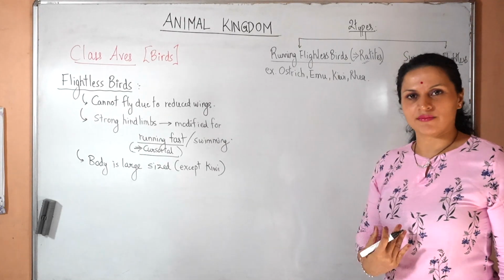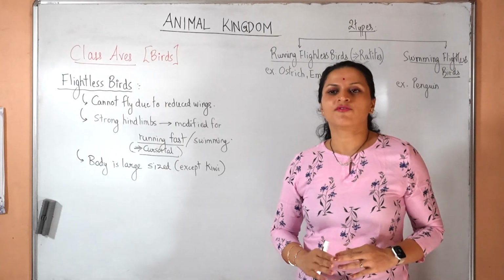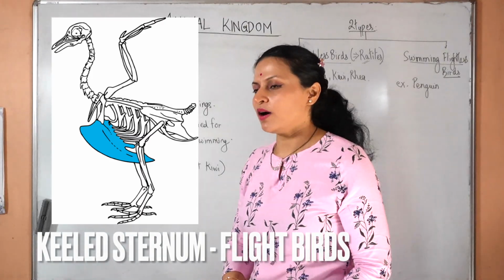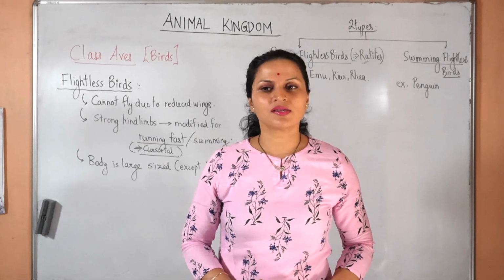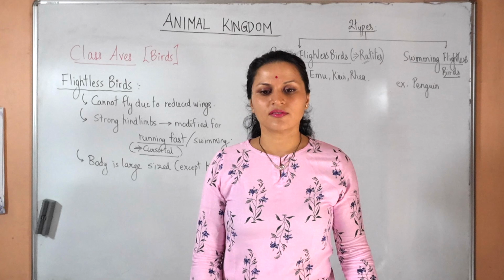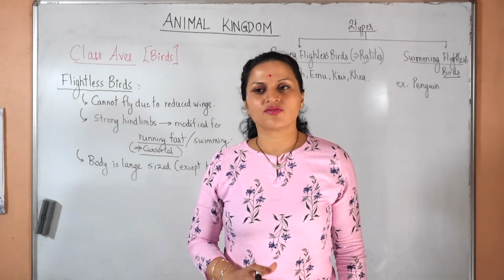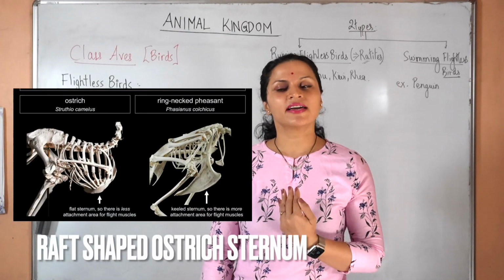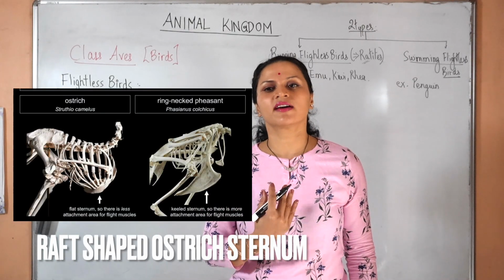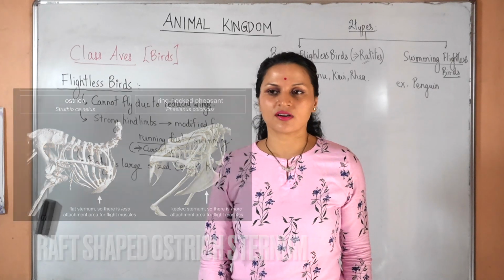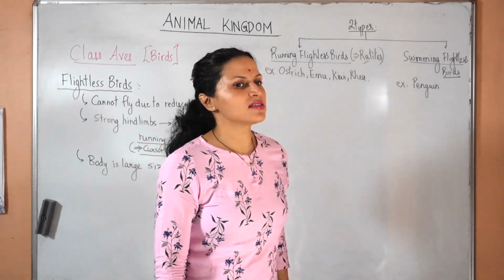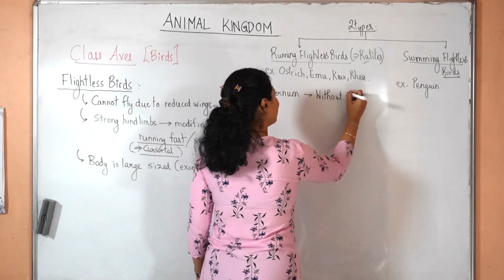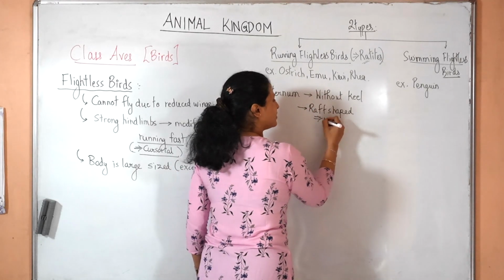So, sternum. The flight birds have a keeled sternum for attachment of the flight muscles, isn't it? Which enable them to have a powerful flight. But in case of the flightless birds, since they do not have a need for powerful flight muscles to be attached to a keel, their sternum is more flat, like a raft. Ratite means like a raft shape, okay, and their sternum is like a raft without the keel. That's why they are called ratites. Sternum without keel. It is raft shape. Raft shape means a ratite.